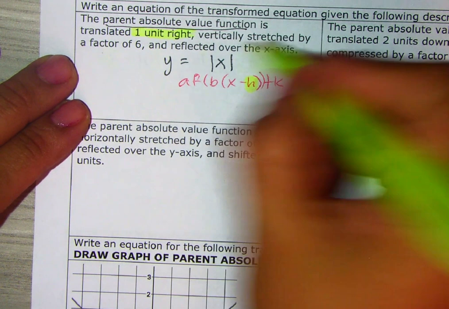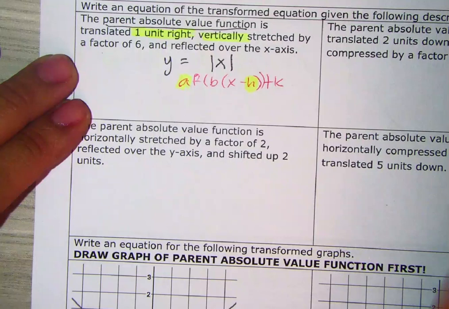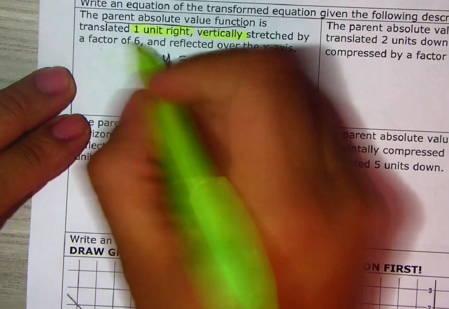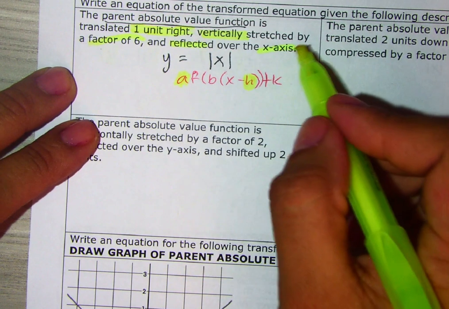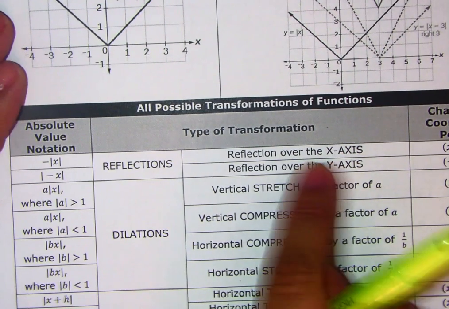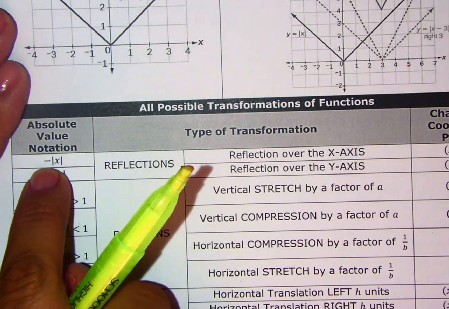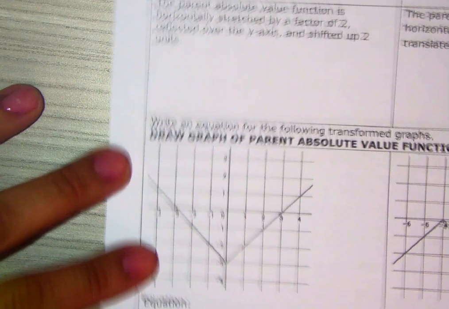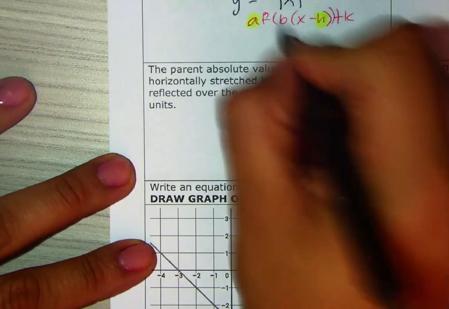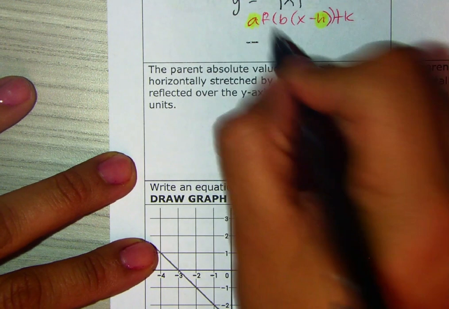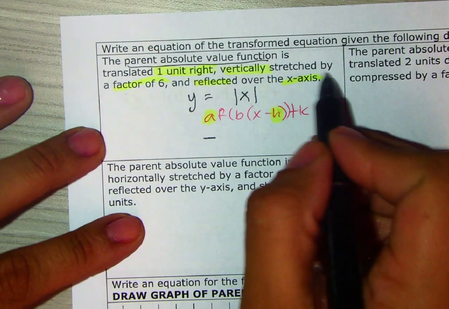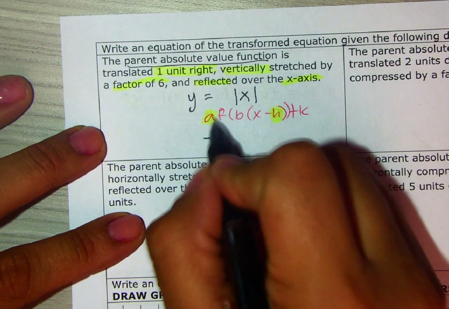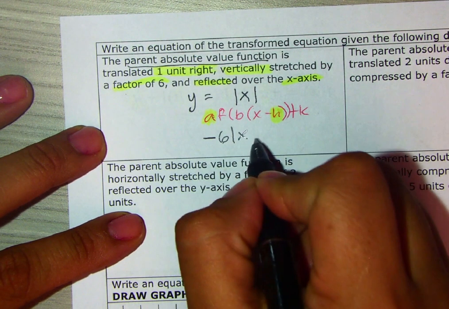And then vertically, meaning the a value, because b is horizontally, stretched by a factor of 6, and then reflected over the x-axis. So reflection over the x-axis is still the a value in the front. So that means we're going to have a negative in the front, and then the a value has to be vertically stretched by 6. So we're going to put a 6 in the front, absolute value of x.